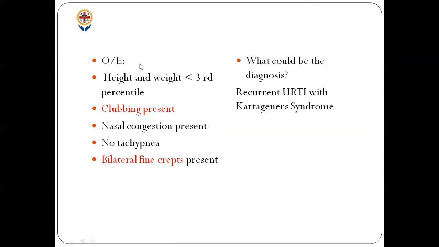Bronchiectasis. So these children will have decreased clearance mechanisms, so they can't clear the mucus like normal children. Because of that, they will have fine crepitations. But it's a gradual process, so they don't have any symptoms of respiratory distress, without any tachypnea, they'll have bilateral fine crepitations that could be present in these children.